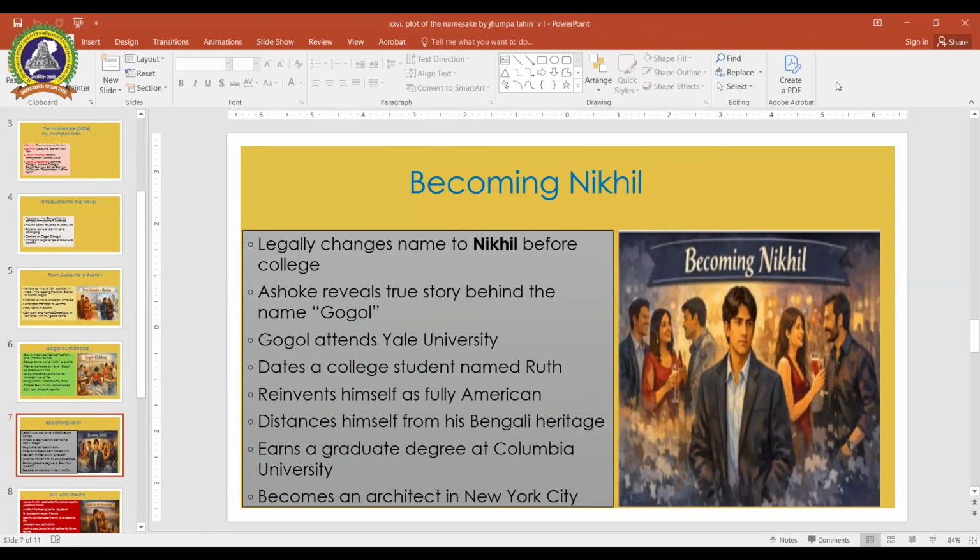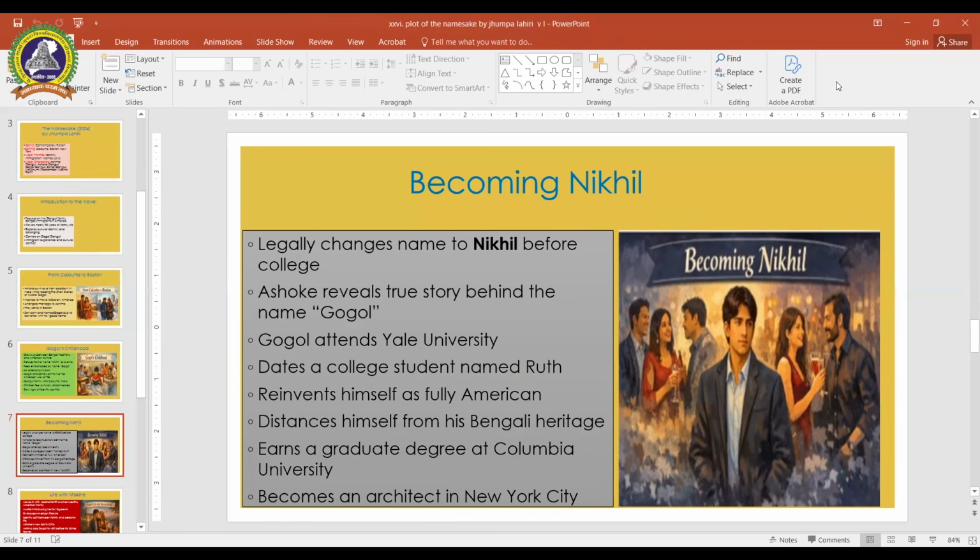Now, next slide, becoming Nikhil. In chapters 5 and 6 of The Namesake, Gogol Ganguly officially changes his name to Nikhil. And he does this before starting his college at Yale University. He starts his college life and he does not tell anyone at college that his old name was Gogol because he tries to separate his past from his new present life.